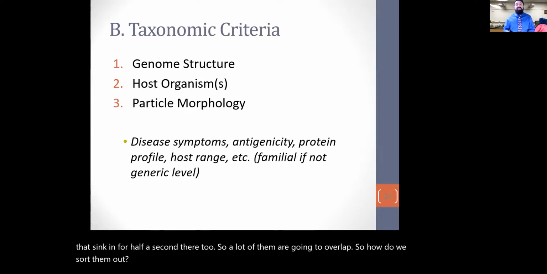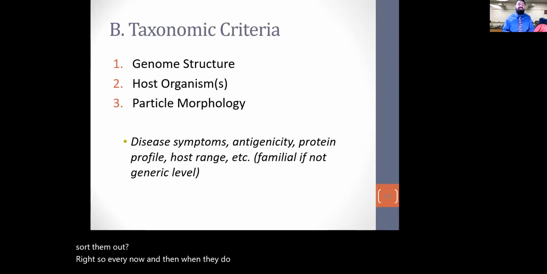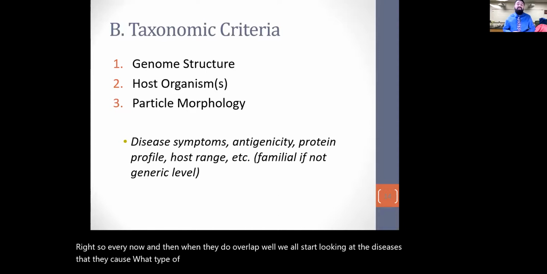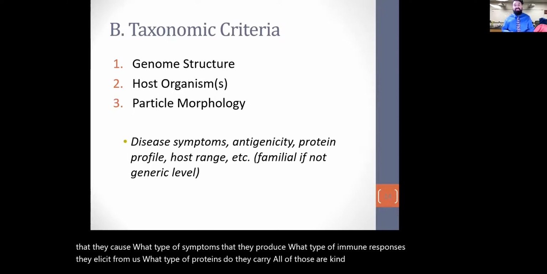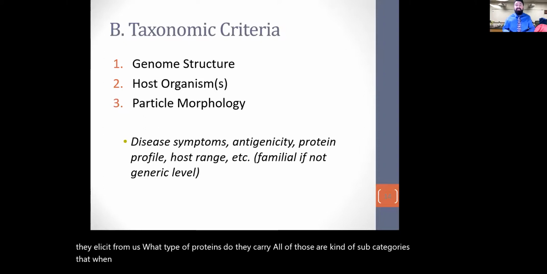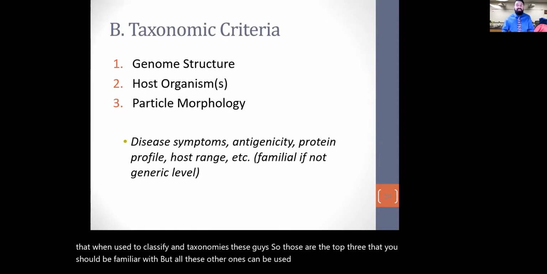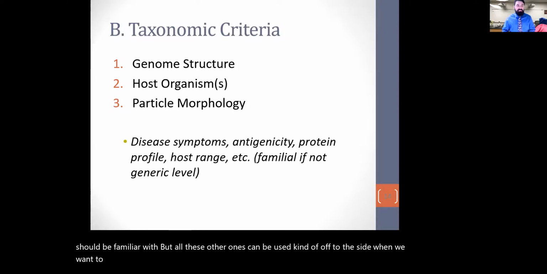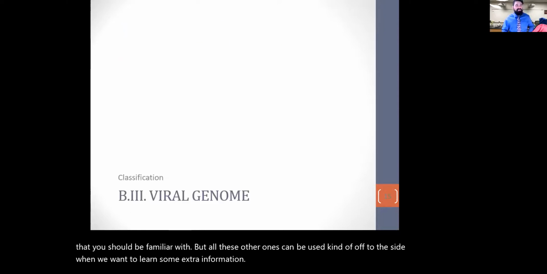So every now and then when they do overlap, well, we also start looking at the diseases that they cause, what type of symptoms they produce, what type of immune responses they elicit from us, what type of proteins they carry. All of those are subcategories that we can use to classify and taxonomize these guys. So those are the top three that you should be familiar with, but all these other ones can be used off to the side when we want to learn some extra information. So let's start with the first category, okay?